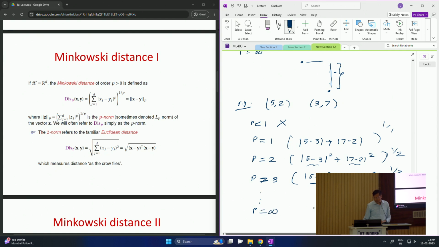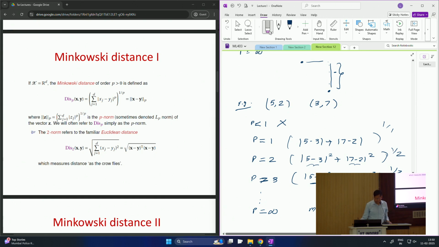So eventually when P is equal to infinity, then you just have the maximum dominating, that is 7 minus 3 absolute. So this becomes 4. Is that okay? So this is where you can visualize that as you increase the P, the difference in which dimension dominates. Of course I am doing 2-dimensional here. In real life you have many dimensions.